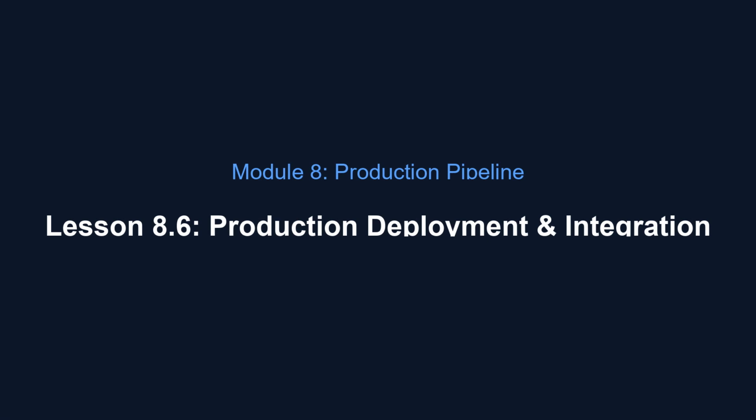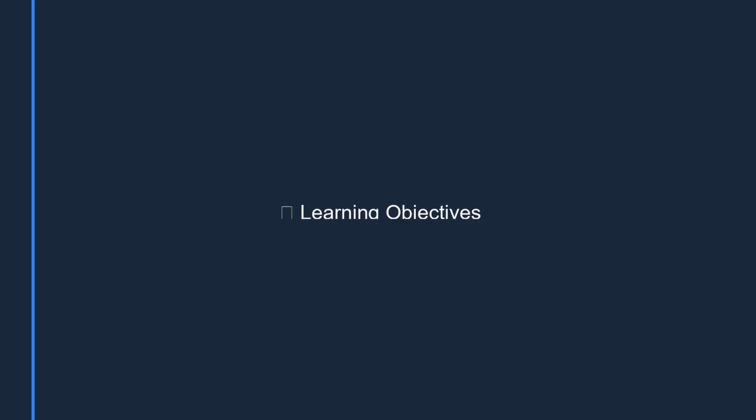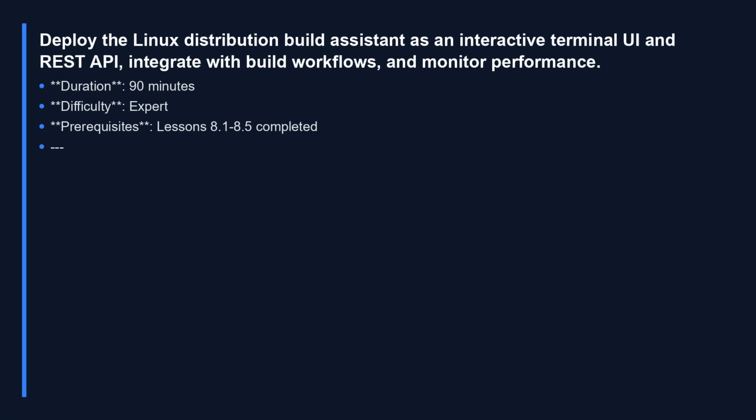Welcome to Lesson 8.6, Production Deployment and Integration. Learning Objectives. By the end of this lesson, you'll have deployed your Linux distribution build assistant as both an interactive terminal UI and a REST API, wired it into real build workflows, and set up performance monitoring. Budget about 90 minutes. This is expert level work, and it assumes you've completed lessons 8.1 through 8.5.